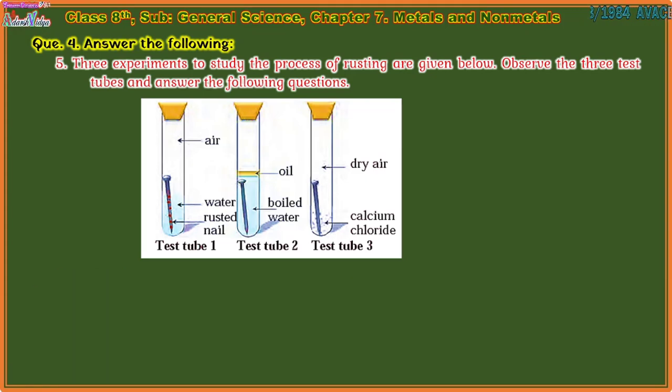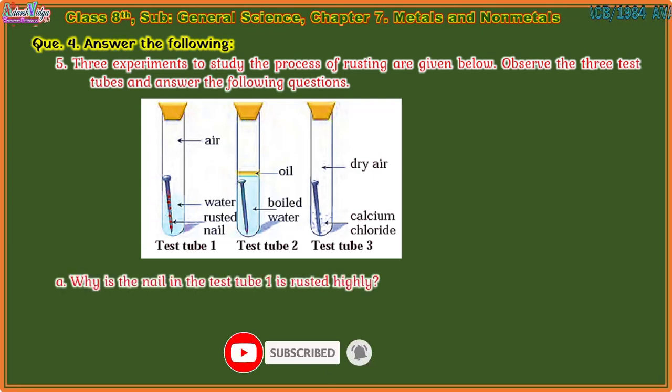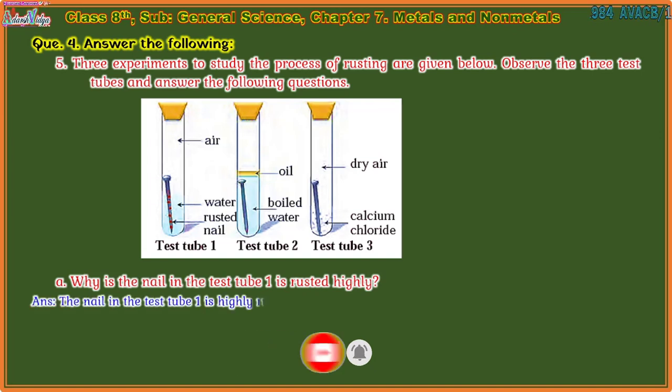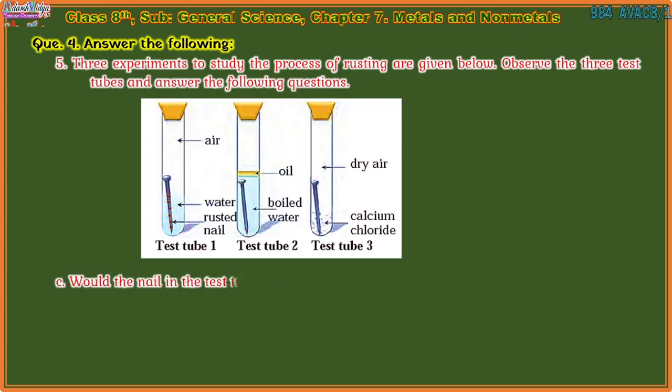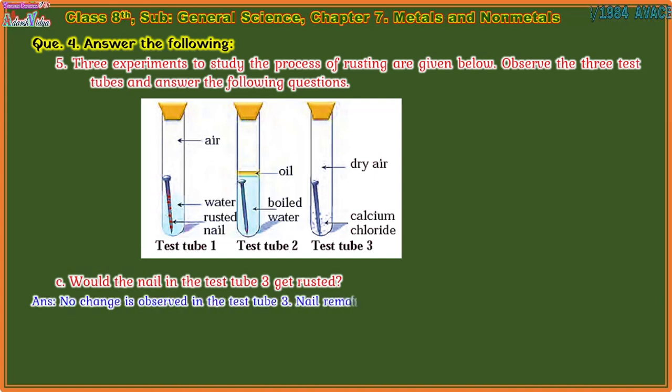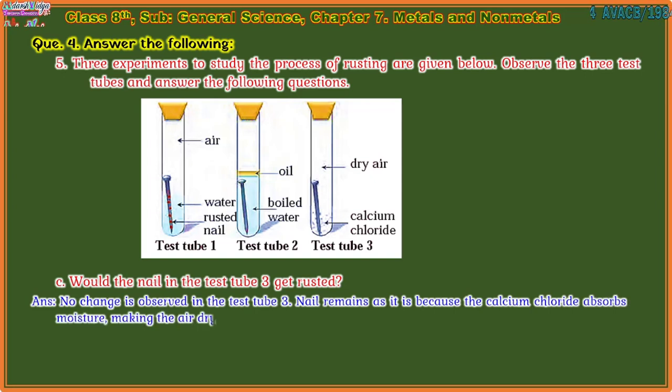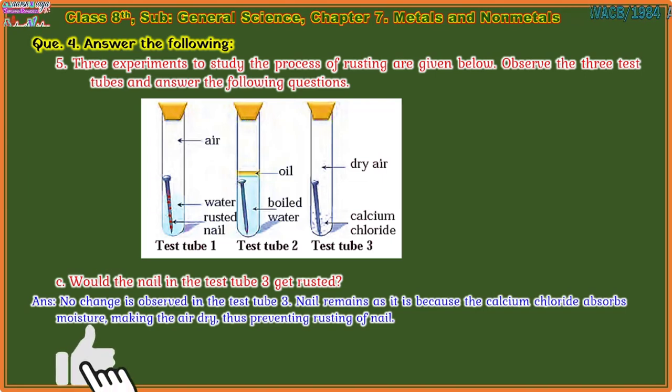Second question is, why is the nail in test tube first rusted highly? Answer is, the nail in test tube first is highly rusted because the nail is in contact with water and air. The oxidation process is fast. Third question is, would the nail in test tube third get rusted? Answer is, no change is observed in test tube third. The nail remains as it is because the calcium chloride absorbs moisture, making the air dry, thus preventing rusting of the nail.